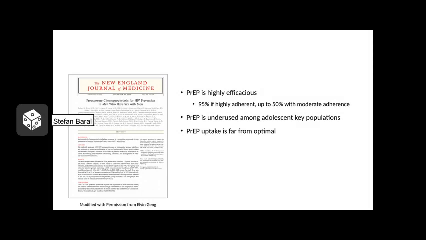So I'm going to use PrEP as an example to consider real implementation issues. We know that if folks are highly adherent, it works really, really well. It even works up to 50% with moderate adherence. We know that it's underused among adolescent key populations. We know that uptake is far from optimal.